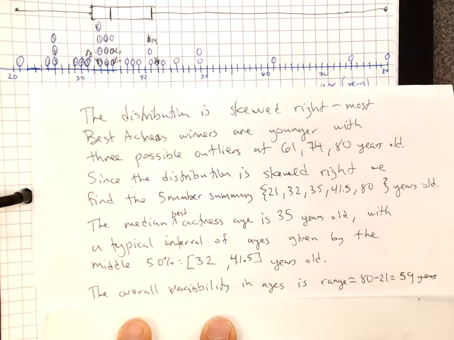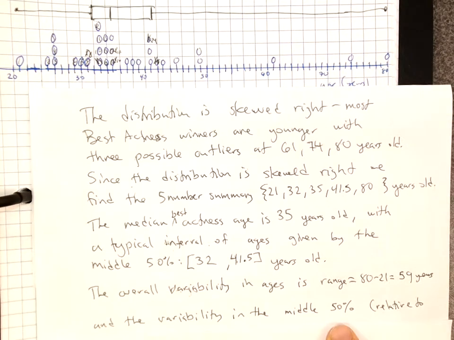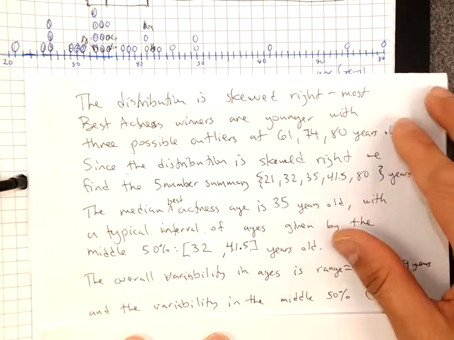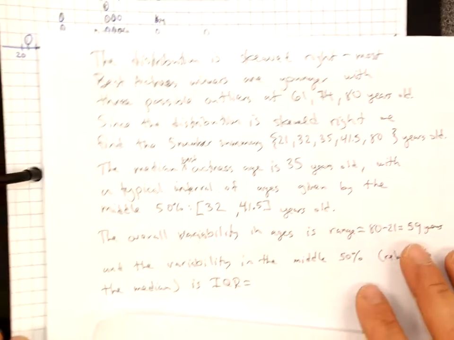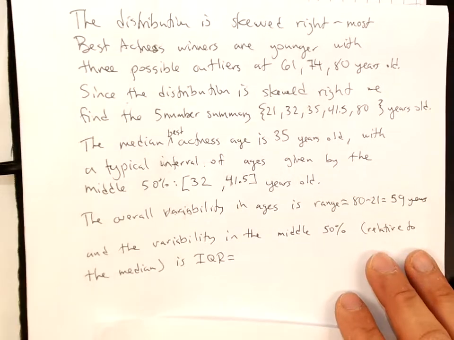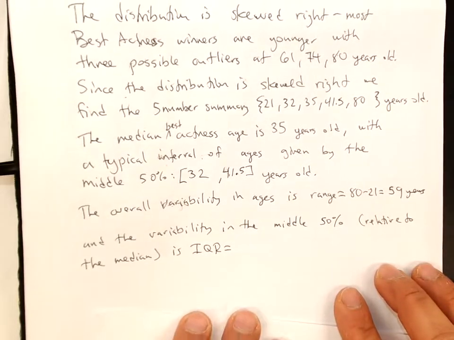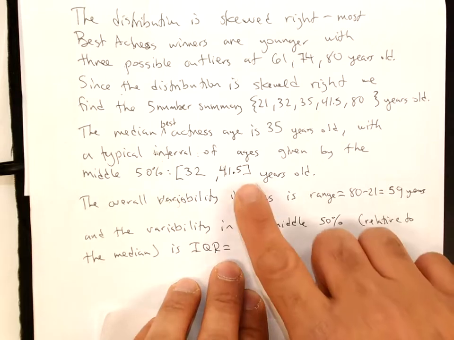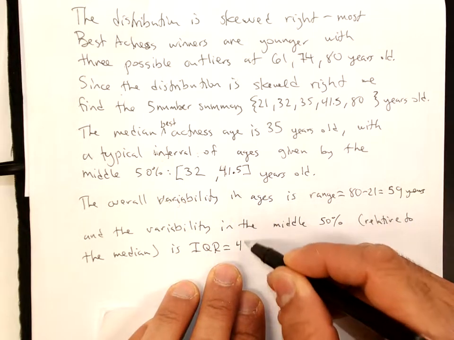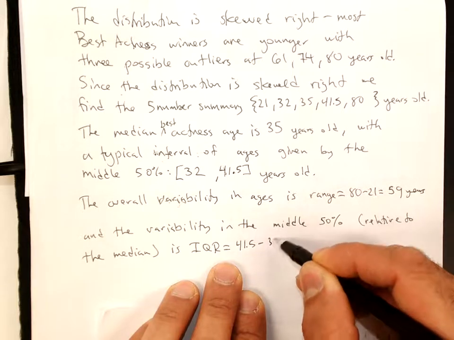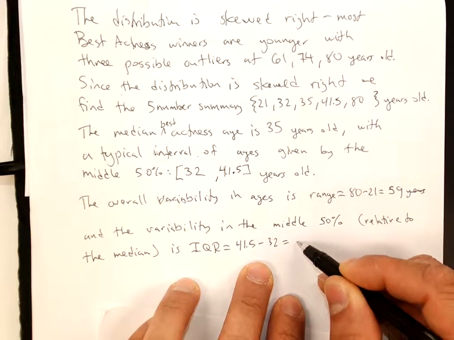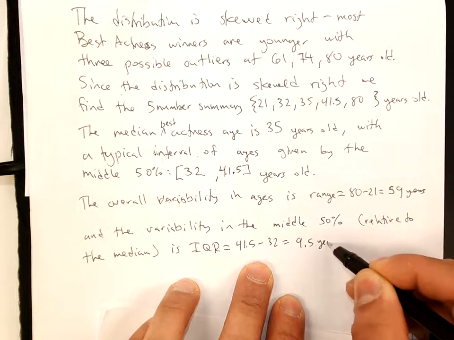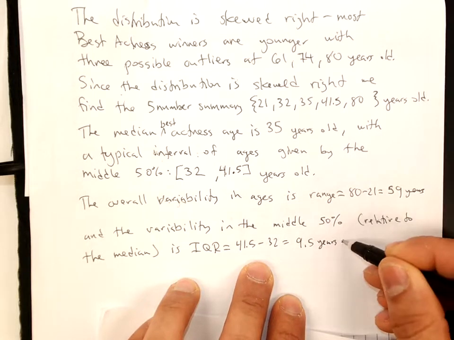So we want to take into account the variability of the distribution that doesn't take the outliers into effect. So that's where the IQR comes in. The variability in the middle 50% that is relative to the median. Sorry, I'm covering up the graph now. Hopefully that's not too big of a problem for you. Relative to the median is given by the IQR. That is how big this interval is. So we simply take the difference, 41 and a half minus 32, which is 9 and a half years, I should say, not years old.